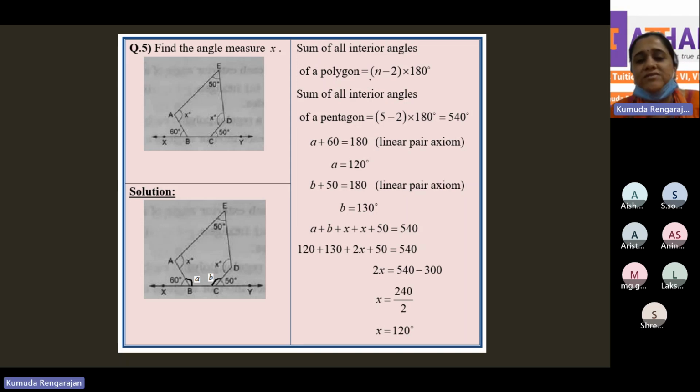So first we need to find the sum of all the interior angles, n minus 2 into 180, 540 it is. Then find A and B. I've marked the angles A and B. So I found A and B. And then A plus B plus x plus 50 is equal to 540. This is how you present the answer.